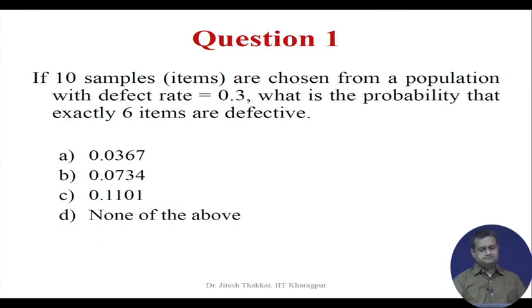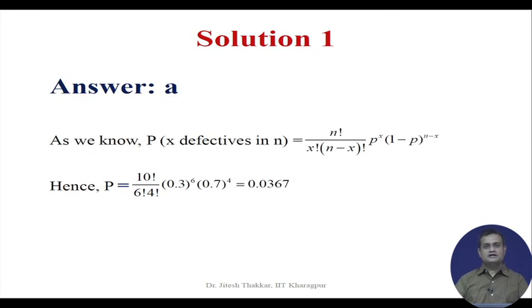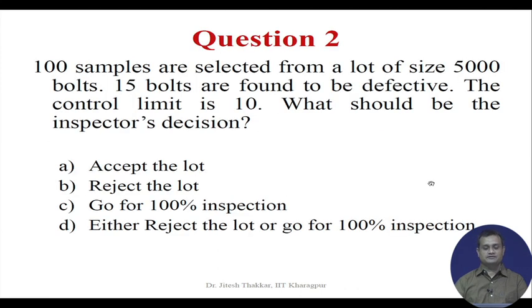So, question 1. If 10 sample items are chosen from a population with defect rate 0.3, what is the probability that exactly 6 items are defective? A 0.0367, 0.0734, 0.1101, none of the above. So, the correct answer is A. Probability of x defectives in n is n factorial divided by x factorial times n minus x factorial, p raised to x, 1 minus p raised to n minus x.